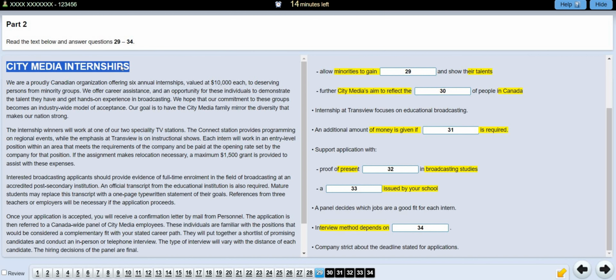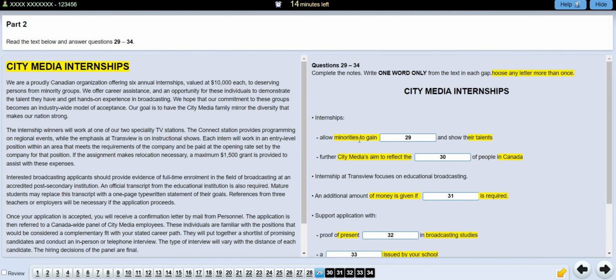City media internship, 14 minutes left. We are proudly allow minorities to gain dash and show their talents. Minorities would gain what? We are a proudly Canadian organization offering 6th annual internships to deserving persons within minority groups. We are talking about the minorities. Minorities gain what? Showing their talents. We offer career assistance. Minorities gain career?